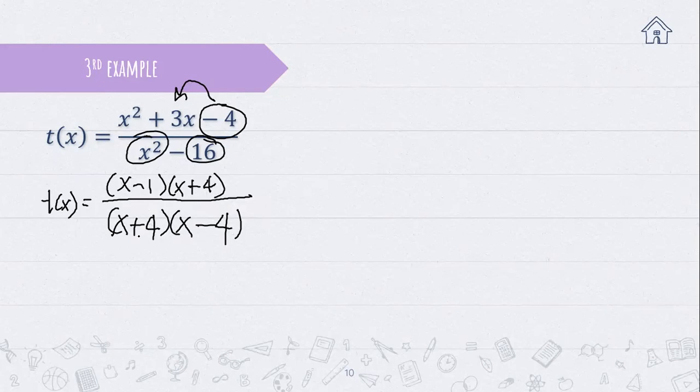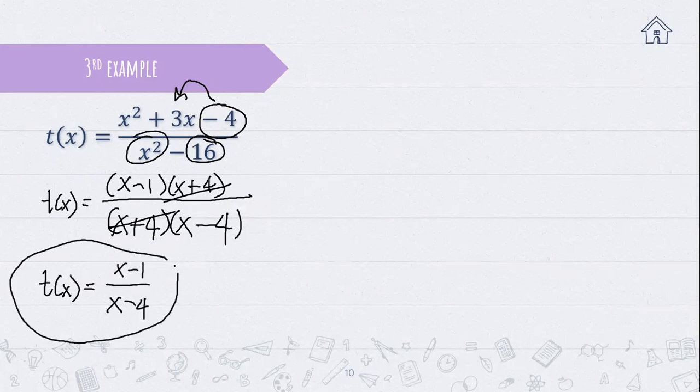From the factors, may makakancel ba? Yung x plus 4. Ayan. So, anong natira? X minus 1 over x plus 4. Ngayon, class, hindi na tayo kukuha dito sa T of X na mahaba. Dito na tayo kukuha sa simplified version. Yung T of X is equal to X minus 1 all over X minus 4.